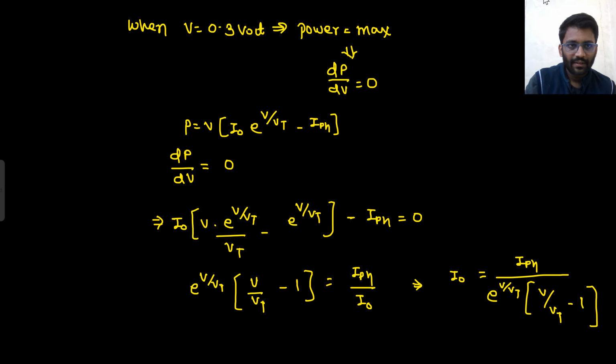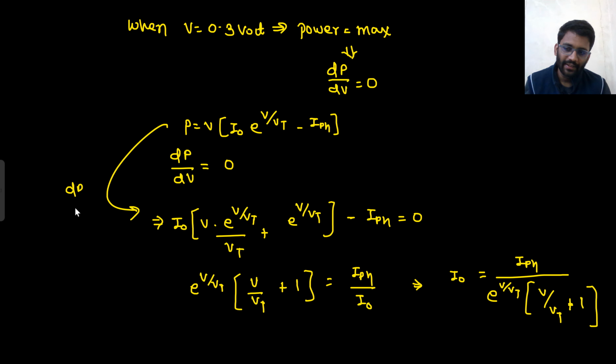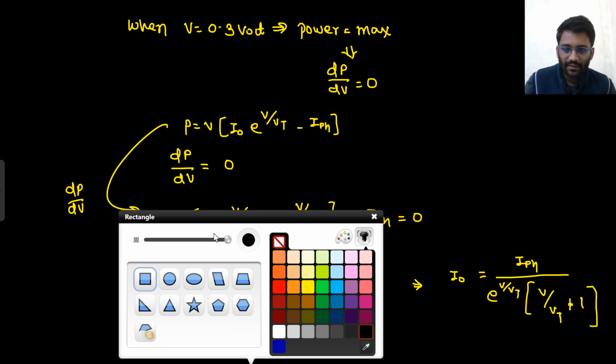Let me check it. Okay, sorry. Yeah, I was thinking something is wrong. So it will be plus only. We are simply doing the differentiation. We are differentiating this. From here we are just writing dp by dv. This is what we are doing, simply the differentiation. So a plus will be there. So this is our final answer actually. That's it.